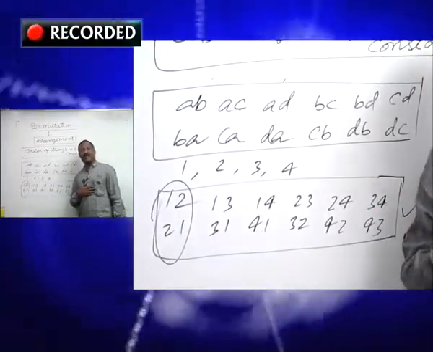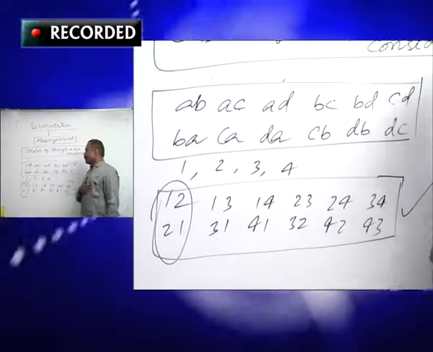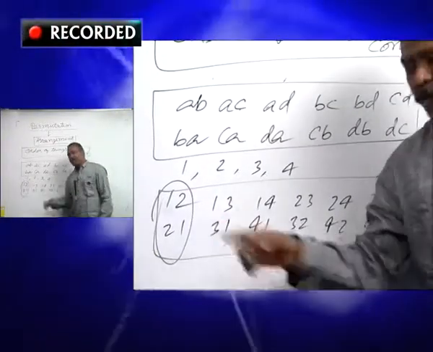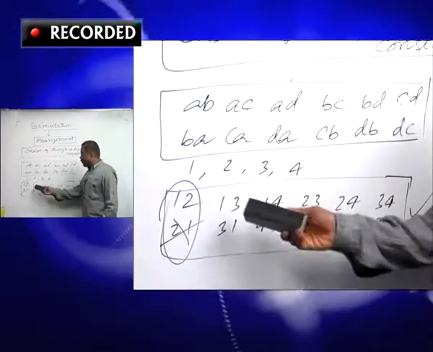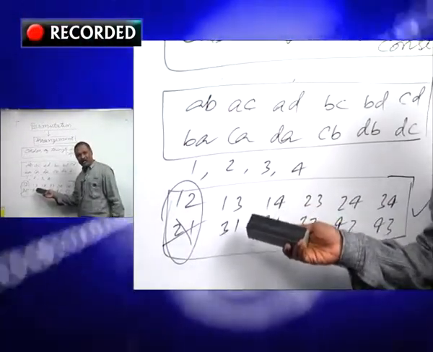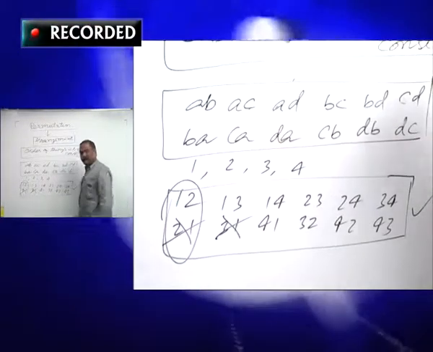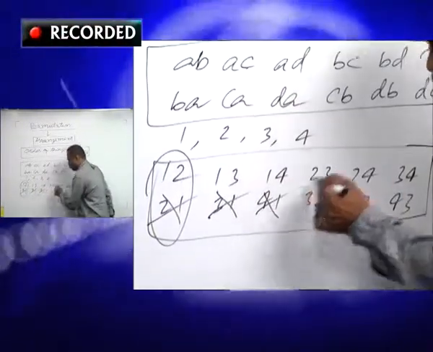The digits are present in increasing order of magnitude. Then what happens? 1, 2 we need. We don't need 2, 1. 1, 3 we need, because it is an increasing order of magnitude. We don't need 3, 1. 1, 4 we need. 4, 1 not needed.